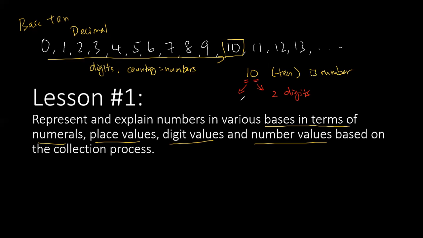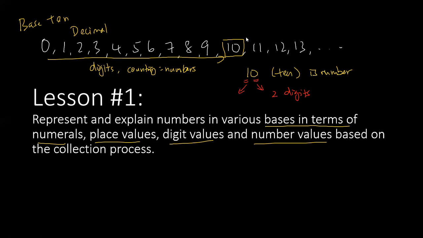Base 10 consists of 10 digits, and each digit is a single symbol. After 9, you will see 10, 11. If you want to express 10 carrots or 10 balls, you will use 1 0 to represent it. So that is about numbers.